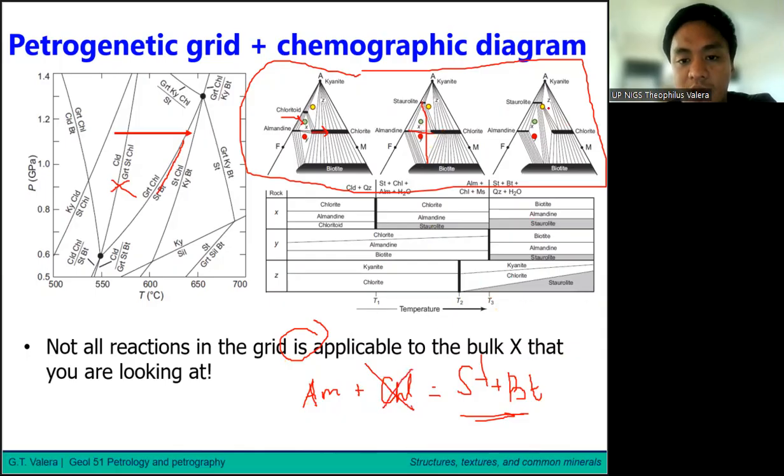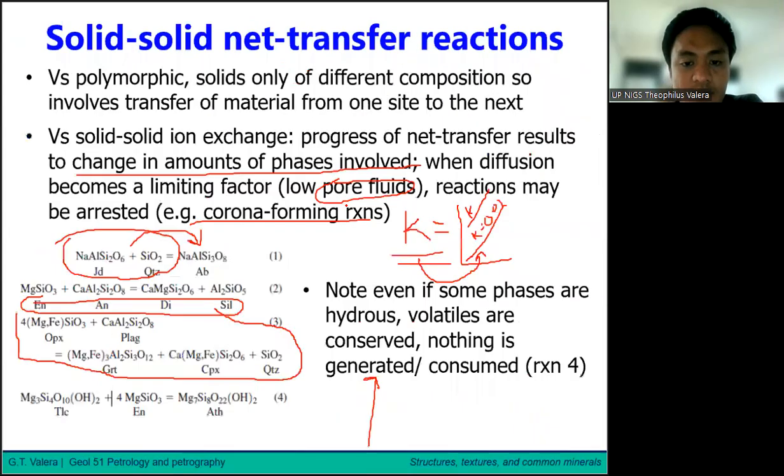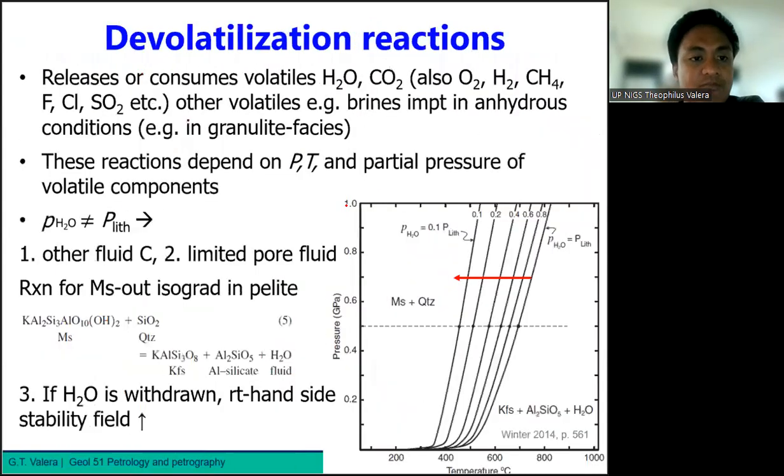So nung naubos na yung chloride, a new tie line emerges wherein you have staurolite and biotite. Okay? In lieu of, or in replacing, yung original tie line, which is garnet and chloride. So you see, yung point is that sa chemographic diagram, sa petrogenetic grids, it shows how continuous and discontinuous reactions proceed. Okay, more on that later.